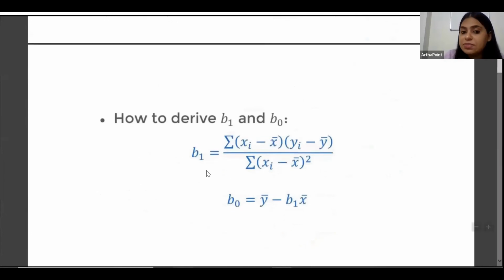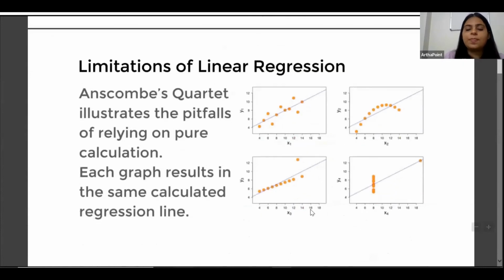Once you have derived beta 1, you can also derive beta naught, and beta naught is given by y bar minus beta 1 x bar. Okay. Now there are a few limitations of linear regression that I will show you. What are those limitations? Linear regression cannot work if the relationship between y and x is quadratic. Linear regression cannot work if your y variable in itself is discrete.